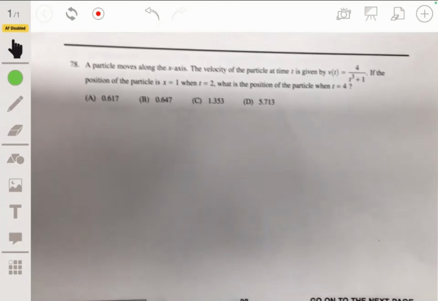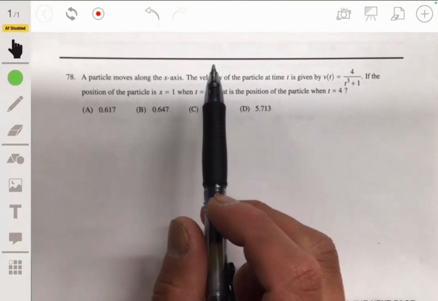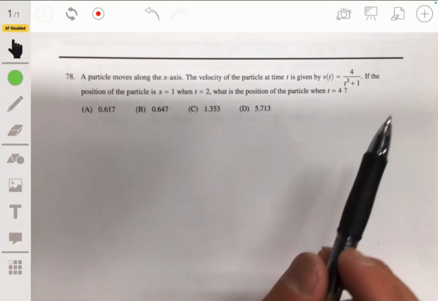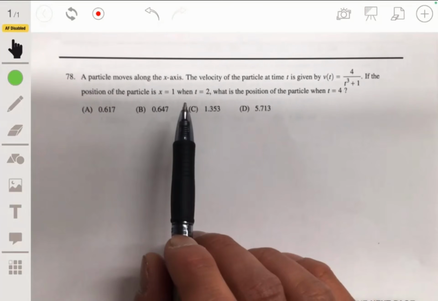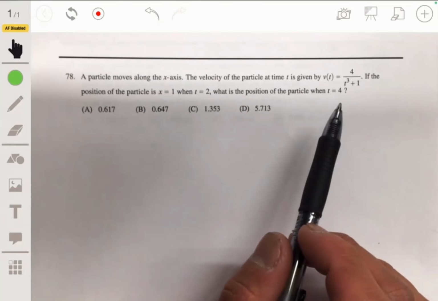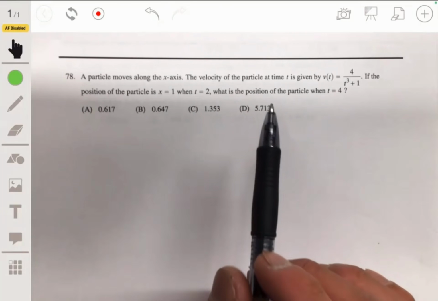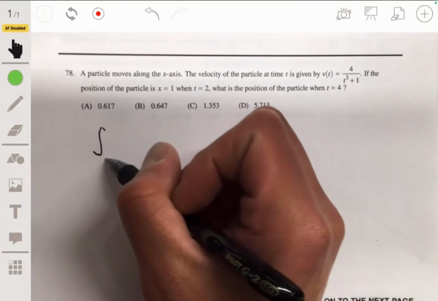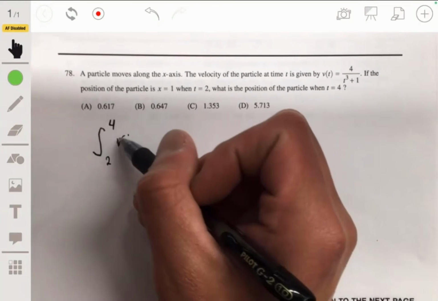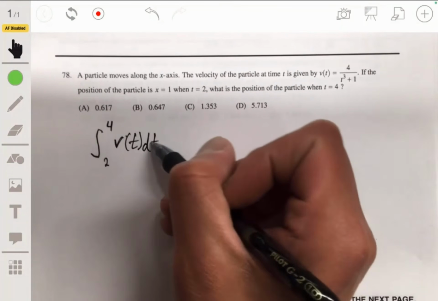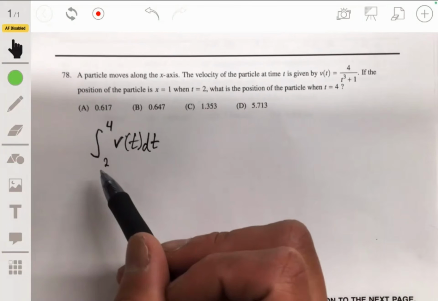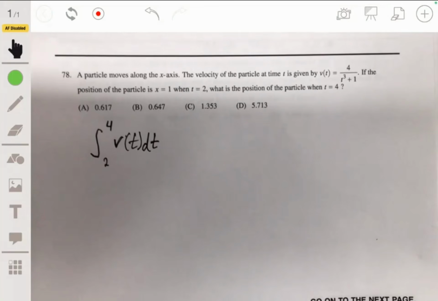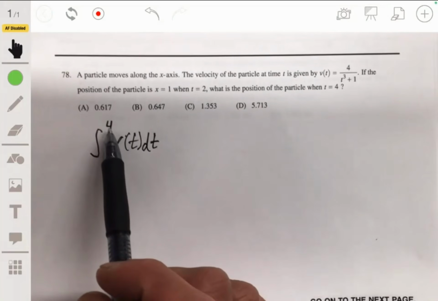Right. 78. The particle moves along the x-axis. The velocity of the particle at time t is given by this equation: v of t equals 4 over t cubed plus 1. If the position of the particle is x equals 1 when t equals 2, what's the position when t equals 4? Okay, so for this, we can just integrate v of t from 2 to 4. That's going to tell you from time 2 to time 4, how it traveled and where it ended up at time t equals 4.